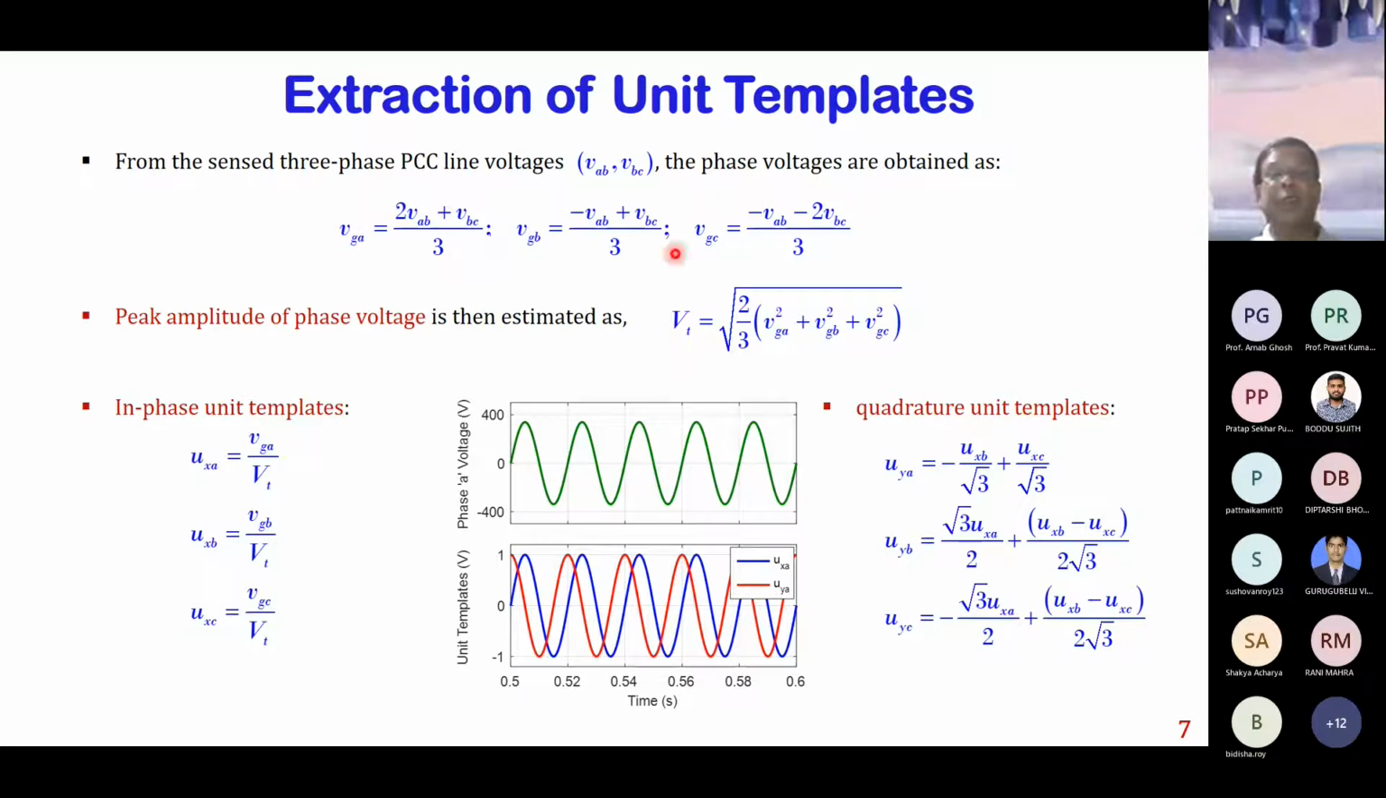So once you get these three voltages, that is VGA, VGB, and VGC, the grid voltages, then you can estimate the peak amplitude of the phase voltages using this formula. Then by using this formula, we have two types of unit templates. One is the in-phase templates and the other is the quadrature unit templates. So this is the phase voltage, different phases, phase A, phase B, phase C. And these are the two unit templates. One is the in-phase, this is the blue one, and the red one is the quadrature unit templates.